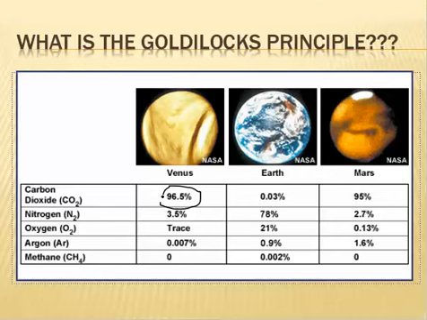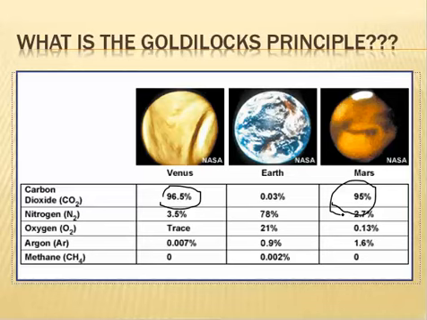Then we have Mars on the opposite. Now, while Mars does have a high level in comparison to the other gases of carbon dioxide, its atmosphere is very, very thin. And it is very cold on Mars. So we know Mars is too cold.